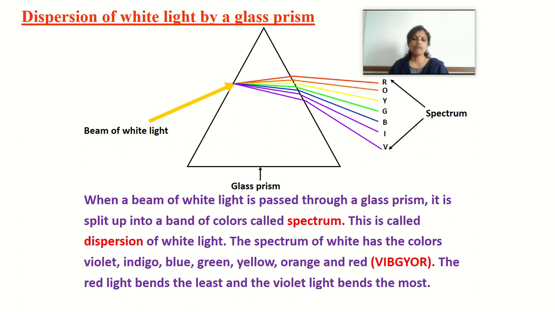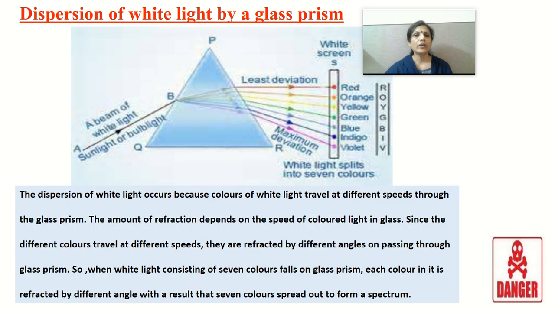The spectrum of white light has the colors violet, indigo, blue, green, yellow, orange and red, and we call that VIBGYOR. From the figure you can make out that the red color bends the least and the violet color bends the maximum. Let's now understand the reason for the dispersion of white light into its constituent 7 colors.